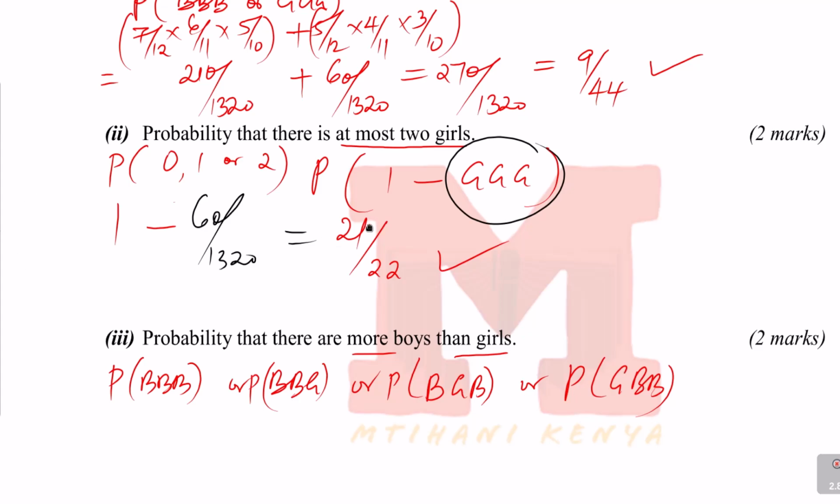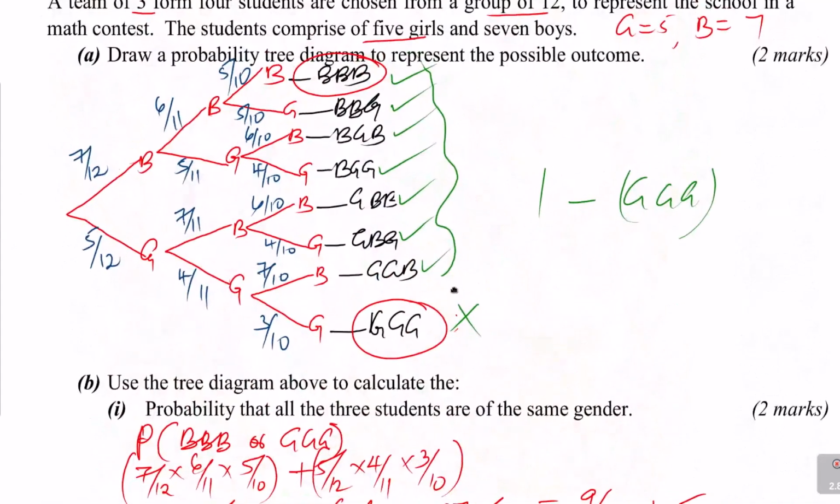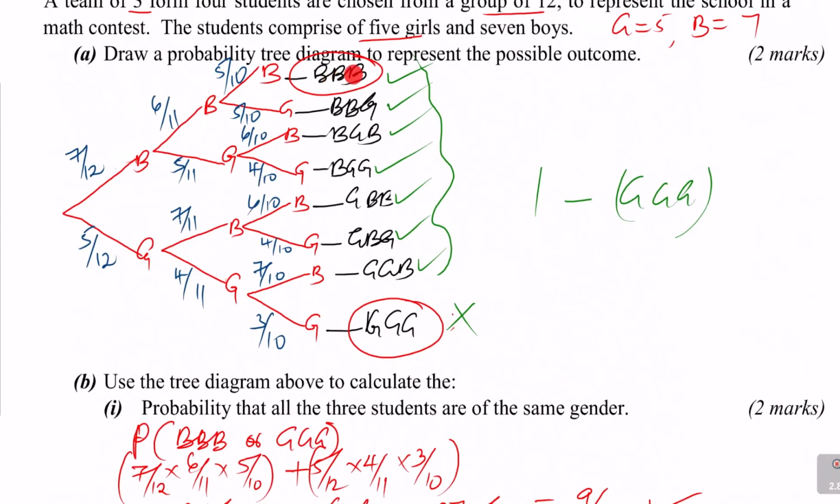So from the tree diagram, these are the ones that I've identified. Two boys are here, two boys are here, two boys are here. Those are the only ones. We don't require this one because there are more girls here than boys. So this one is required. So it is 1, 2, 3, and 4.